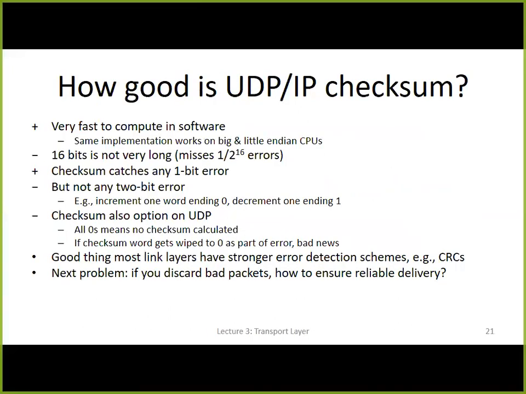Okay, so how good is a UDP checksum? Well, a UDP checksum is actually very fast computing in software. You can use the same implementation for big endian and little endian CPUs. You guys understand when I talk about big endian and little endian machines? Never saw that in computer architecture? Okay, a big endian machine.